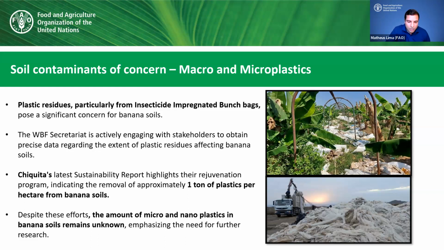One example that I would like to highlight is Chiquita, I think everyone knows this company. They are doing a rejuvenation program. This means when they take out the old banana plants and substitute them with new varieties or new plants. And during this exercise, in their sustainability report, they indicate that they are removing approximately 1 ton of plastic per hectare from different, even decades. So those hazardous pesticides that were used in the past and ended up in the soil are still there. And so this can bring some light on the scale of the problem.